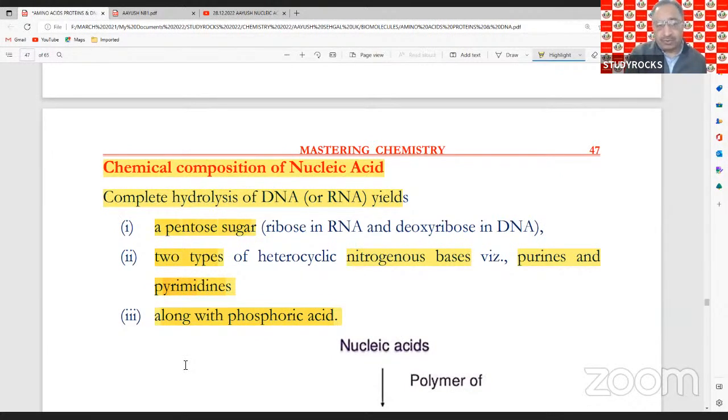So one is pentose sugar. Now here comes the knowledge of carbohydrates. That would help you to understand the structure of DNA. Pentose sugar: in RNA, there is ribose sugar, and in DNA, it is deoxyribose sugar.